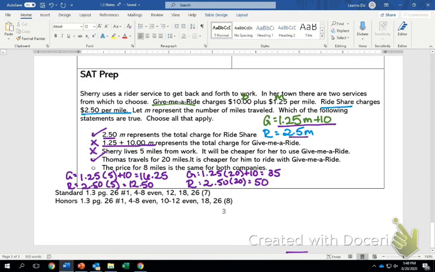All right, the last one says the price for 8 miles is the same for both companies. So again, let's plug in those 8 miles. 1.25 times 8 plus 10 equals 20. And then for the rideshare, 2.50 times 8 equals 20. So that is a true statement.